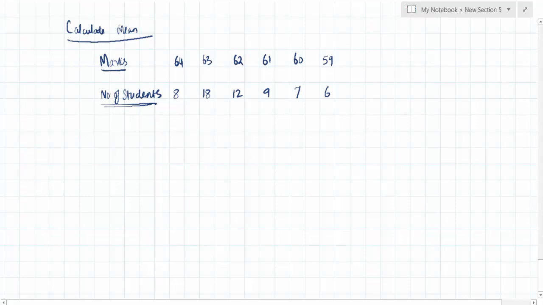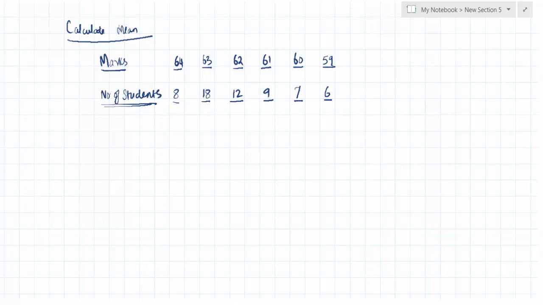But things are being grouped because there are 8 students who scored 64 marks, 18 students who scored 63, 12 students scoring 62 marks, 9 students scoring 61, 7 students scoring 60 marks, and 6 students scoring 59 marks. So in this scenario, how do you find the arithmetic mean? You have to make use of the formula.